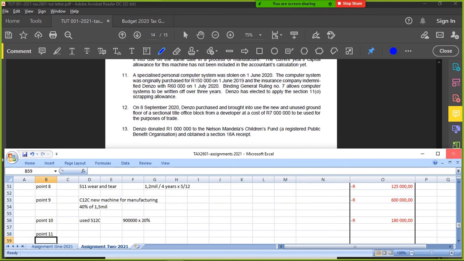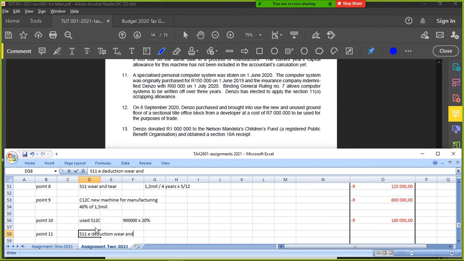Next, 11. Specialized computer system was stolen on the 1st of June. The computer system was originally purchased for that figure, and the insurance company paid out 60,000. This is written off over 3 years. Denza elected to apply section 11O scrapping allowance. So there's a loss here, and we need to calculate it. The first thing would be the section 11E deduction.